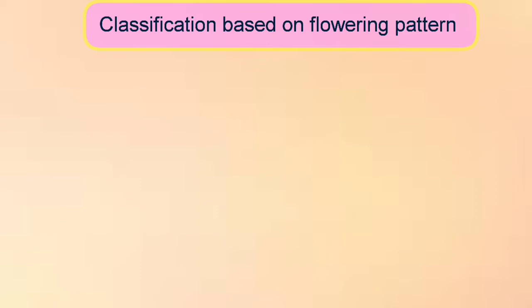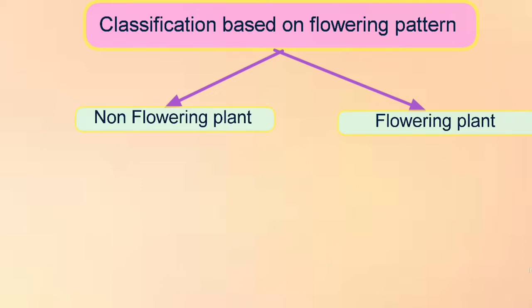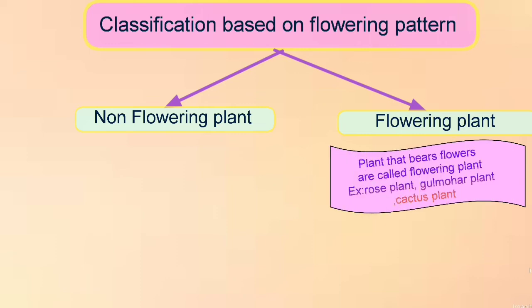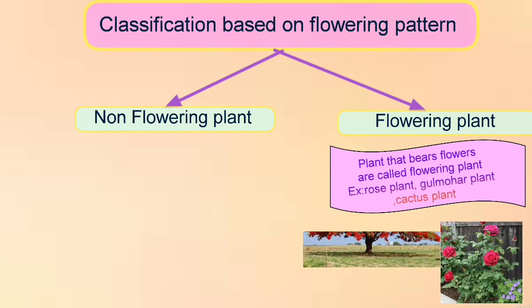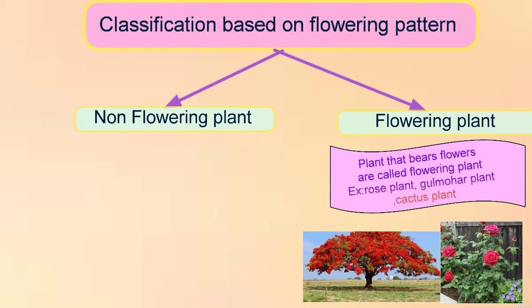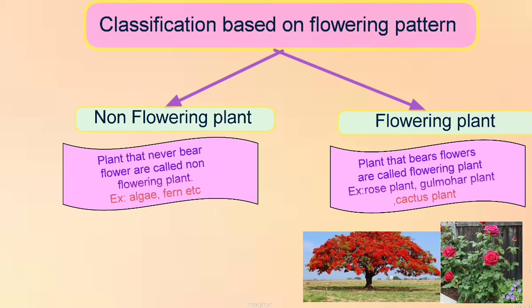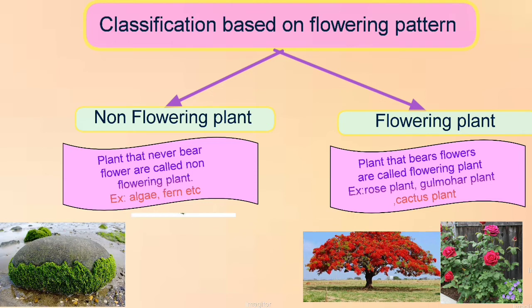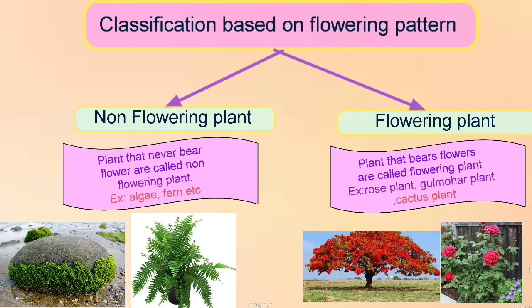Based on flowering pattern, plants are classified into two classes: flowering plants and non-flowering plants. Plants that bear flowers are called flowering plants. For example, rose plant, gulmohar plant, cactus plant, etc. Non-flowering plants. Plants that never bear flower are called non-flowering plants. For example, algae, fern, moss, etc.